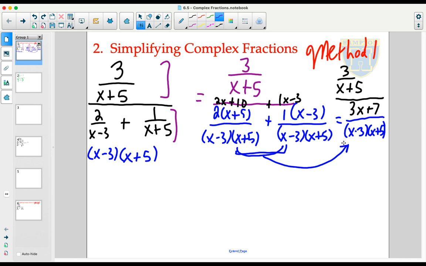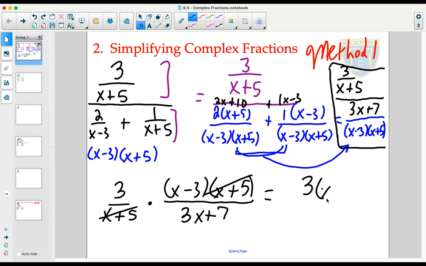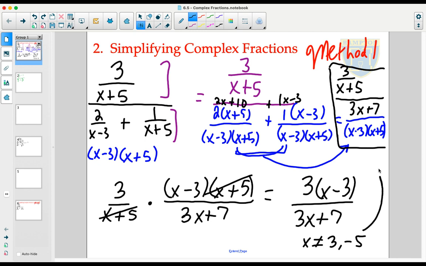Right here, available to us now, is a division of rational expressions. So we can keep our numerator the same, and we can multiply by the reciprocal of the denominator. And it's in this step where you're going to do your last bit of simplifying work. x plus 5 simplifies with the x plus 5, and we are left with 3 times x minus 3 over 3x plus 7. We want to give special consideration and a reminder that if we were to evaluate this expression, we would not be able to evaluate it at 3 and negative 5 because of the role that the denominator played up here.